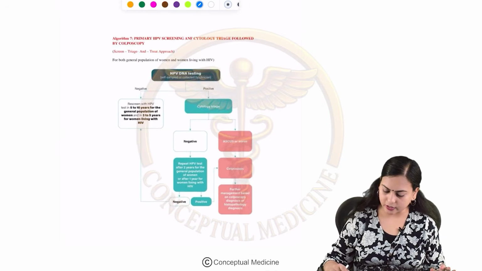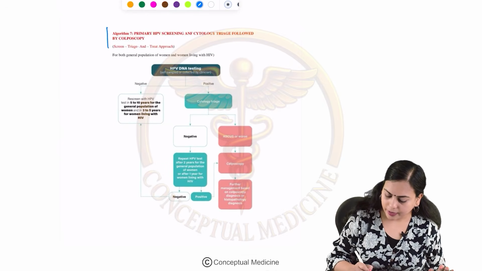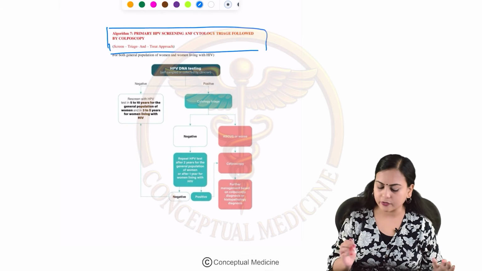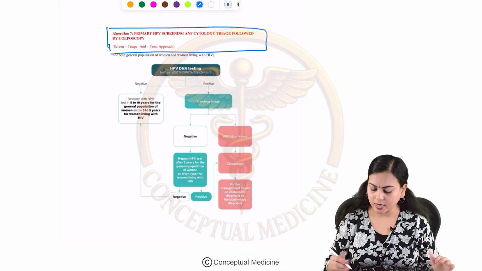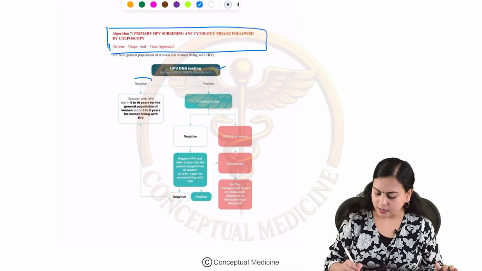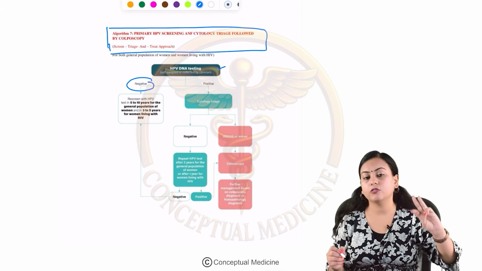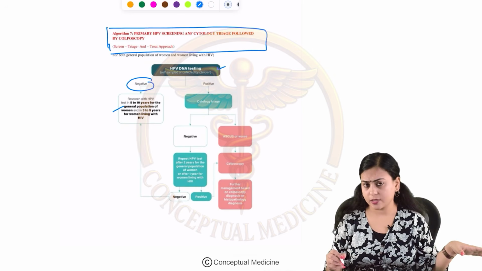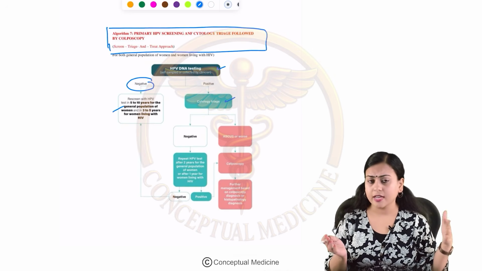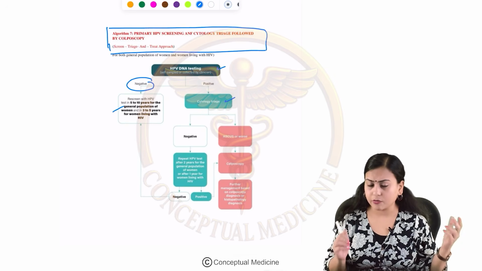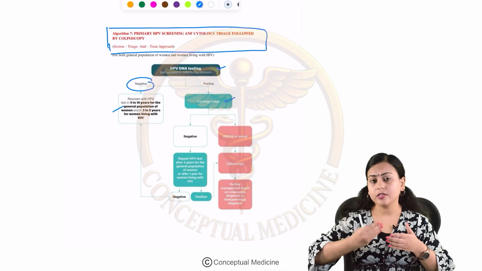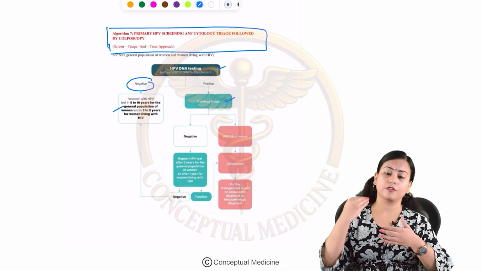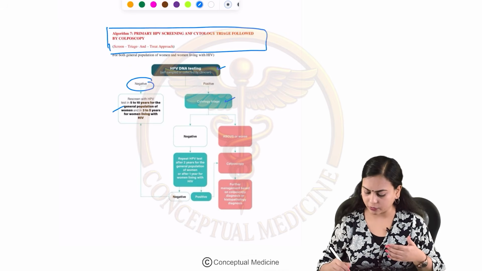Clear? Right. Now the next one is primary HPV screening and cytology triage followed by colposcopy. This is also one kind of screen, triage and treat approach. Here, if HPV DNA testing is negative, then without HIV it is 5 to 10 years and with HIV 3 to 5 years. If HPV DNA is positive, you will go for cytology triage. If cytology screening is negative, then repeat the test after 2 years for women without HIV, and for women with HIV you will repeat it after 1 year itself.